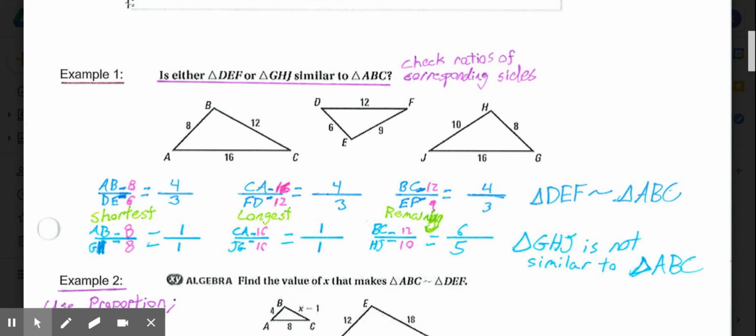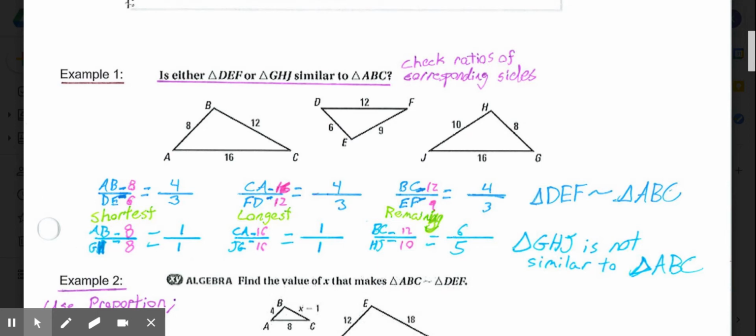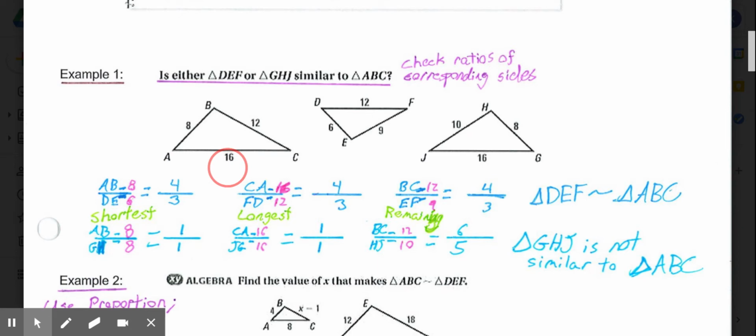One way I can know if I'm matching up the right parts is to take the shortest side off of each. That would be the corresponding. AB is the shortest on this one, DE is the shortest on this one. Then you do the same with the longest sides. CA is the longest, and on this one, DF is the longest, or FD. So we do CA over FD. 16 over 12 also simplifies to 4/3.